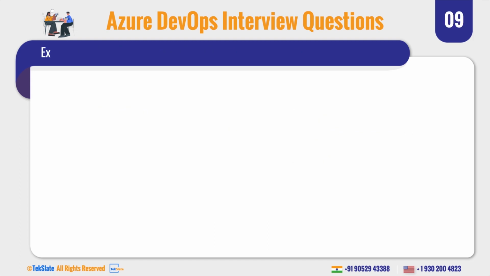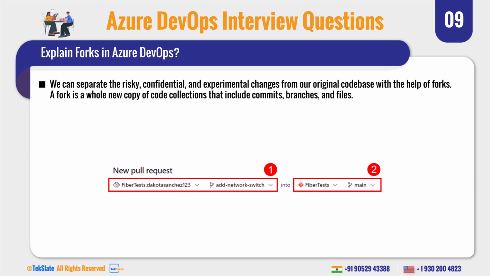The next question is, explain forks in Azure DevOps. So we can separate the risky, confidential, and experimental changes from our original code base with the help of forks. A fork is a whole new copy of a code collection that includes commits, branches, and files. A fork seems like a repository that has been cloned and pushed to a new and empty repository. The fork's files and branches can't be shared with the original code base once a fork is created, but a pull request can carry them along.